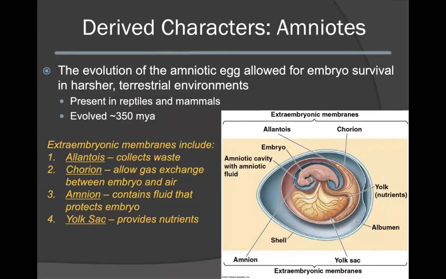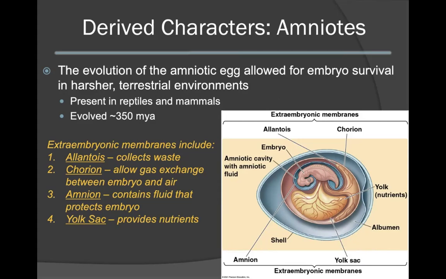Another important trait in the evolution of tetrapods is the evolution of the amniotic egg. This allowed for the embryo to survive in more harsher terrestrial environments. The amniotic egg is present in both reptiles as well as mammals. It is believed that the amniotic egg evolved approximately 350 million years ago.